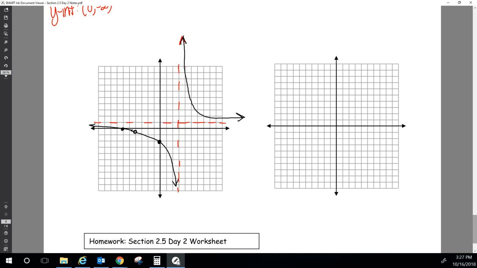The other thing that it asks you for is to find your domain, and you'll see this on your quiz tomorrow. So my domain for this guy would be from negative infinity to my hole, which is at negative 4. It's my first break of my x's. And then from negative 4 all the way to my asymptote, which is negative 4 to 3. And then again from 3 to infinity.